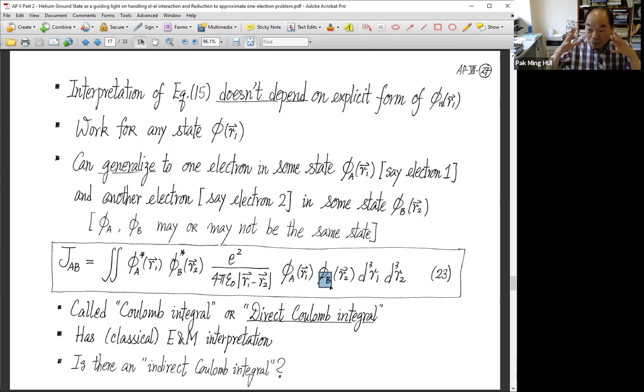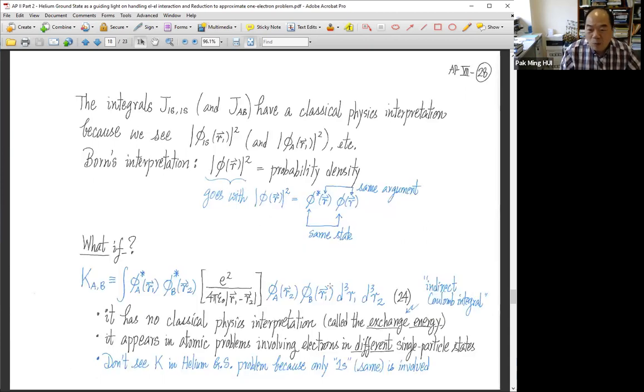What I'm anticipating or advertising is that when we have two different states, A and B, there is another type of more troublesome integral that we need to handle, in which we have electron 1 in A on the left-hand side, but electron 1 in B on the right-hand side. It looks as if on the two sides of the integral, the two electrons have exchanged position.